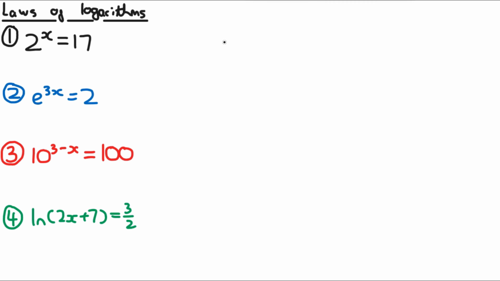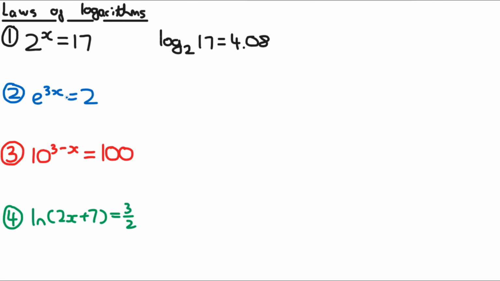So here are some basic examples of some logarithm questions. For the first one, it's 2 to the power of x is equal to 17 and we want to find x. So to do this, it will be log base 2 of 17, and this is equal to x, and if you put this into your calculator, this is equal to 4.08 to 2 decimal places.